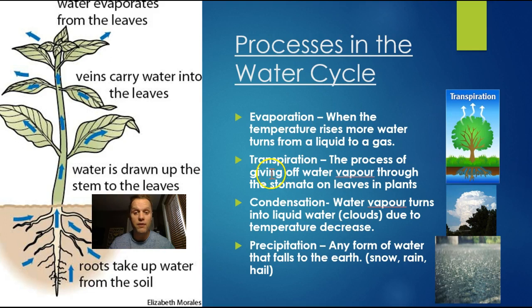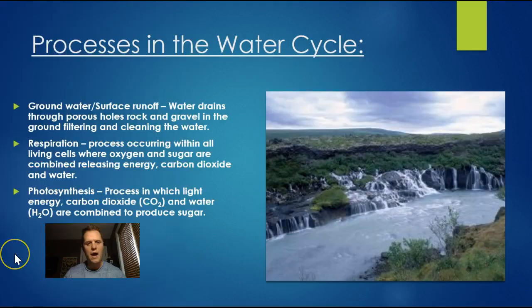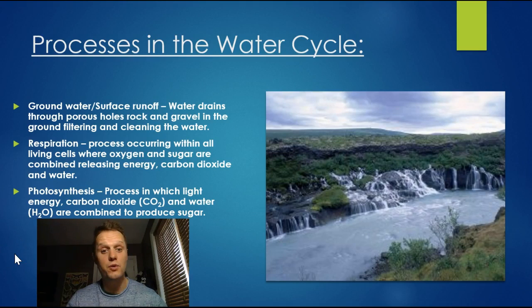Transpiration is the process of water vapor given off through the stomata, or little holes on the bottom of leaves. Eventually that water will go up into the atmosphere, and as it gets higher and colder, that water vapor turns into liquid clouds due to the decrease in temperature. It will then precipitate down to Earth in different forms that you already know: snow, rain, and hail.